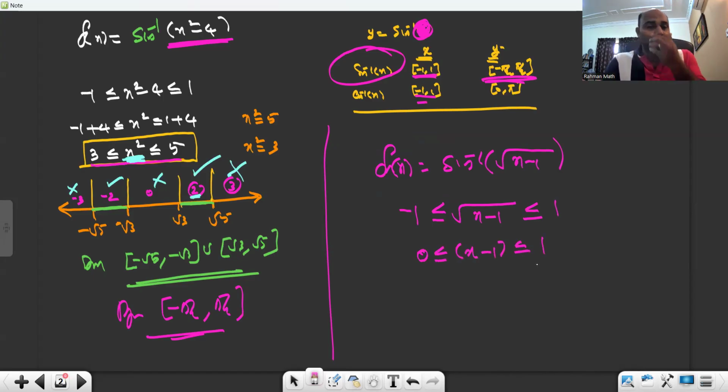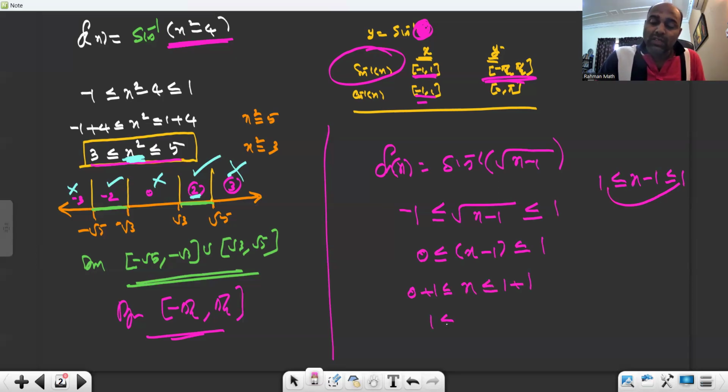Then x minus 1 less than or equal to what? 1 square is 1 only. So don't write 1 less than or equal to x minus 1; that is wrong, because square of a number cannot be negative. So be careful. Square of a number is always 0 onwards. Now you can simplify. Minus 1 when you're transposing: 0 plus 1, and on the other side 1 plus 1. So your answer is 1 to 2, closed bracket, 1 to 2 is the domain.